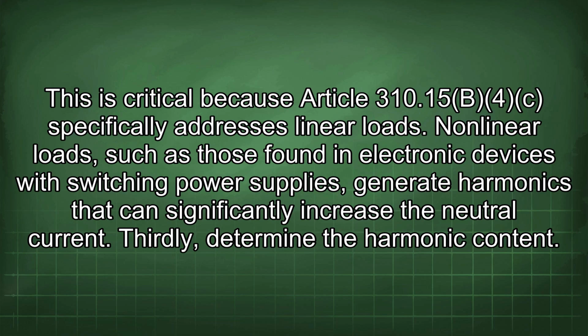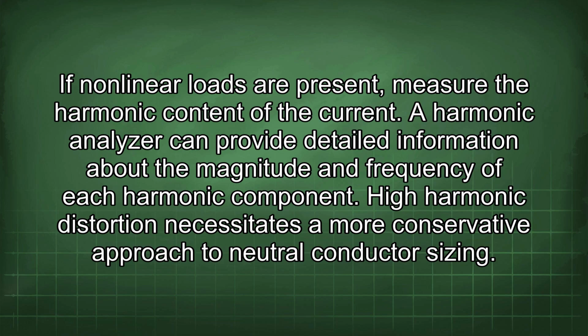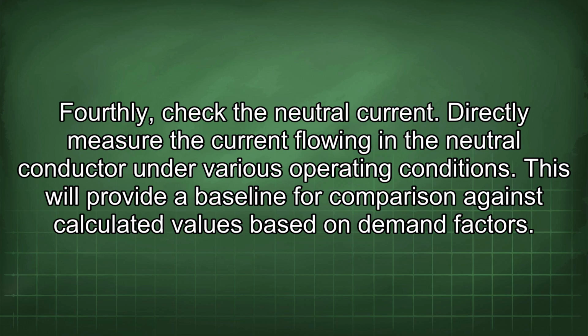Thirdly, determine the harmonic content. If nonlinear loads are present, measure the harmonic content of the current. A harmonic analyzer can provide detailed information about the magnitude and frequency of each harmonic component. High harmonic distortion necessitates a more conservative approach to neutral conductor sizing. Fourthly, check the neutral current. Directly measure the current flowing in the neutral conductor under various operating conditions. This will provide a baseline for comparison against calculated values based on demand factors.